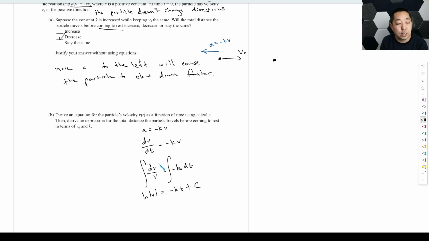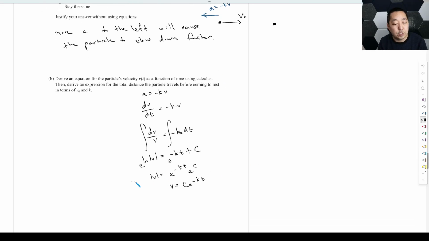If you're not sure you want to do that, you can integrate this from v0 to 0 if you want to put bounds. I'll show you both ways, just in case you have a preference. But in calculus, this is what we would have done. We would have done absolute value of v is equal to e to the negative kt times e to the c. And then this, you make it an arbitrary constant, so you can strip away the absolute value. It's going to be c e to the negative kt.